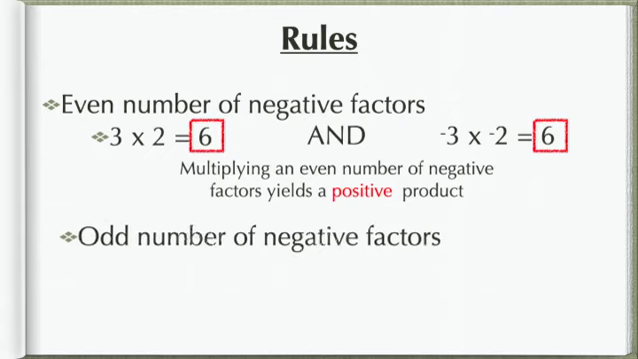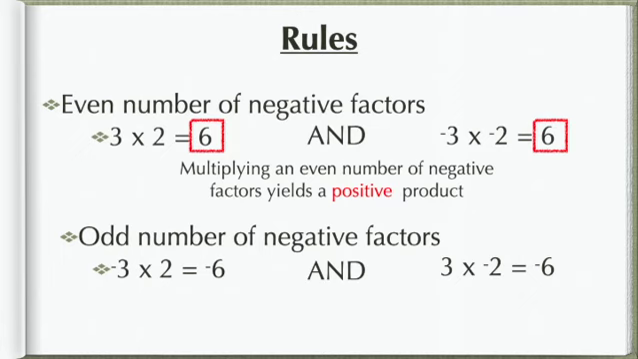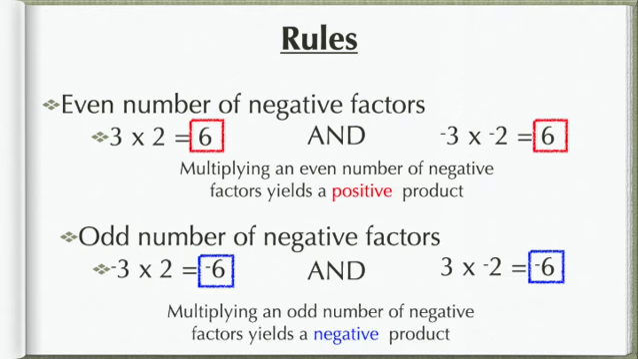What about odd? Well, you've probably already guessed it. If you have an odd number of negative factors, like negative 3 times 2 and positive 3 times negative 2, both of those answers are negative. So there was only one negative factor. 1 is an odd number, so your answer is negative. Multiplying an odd number of negative factors yields a negative product.